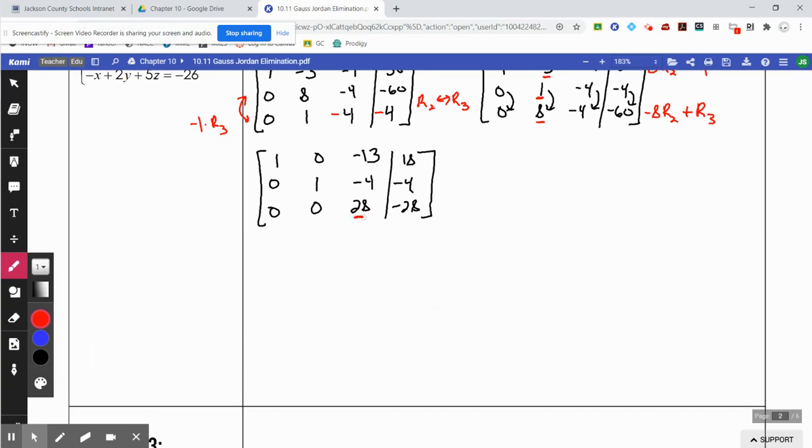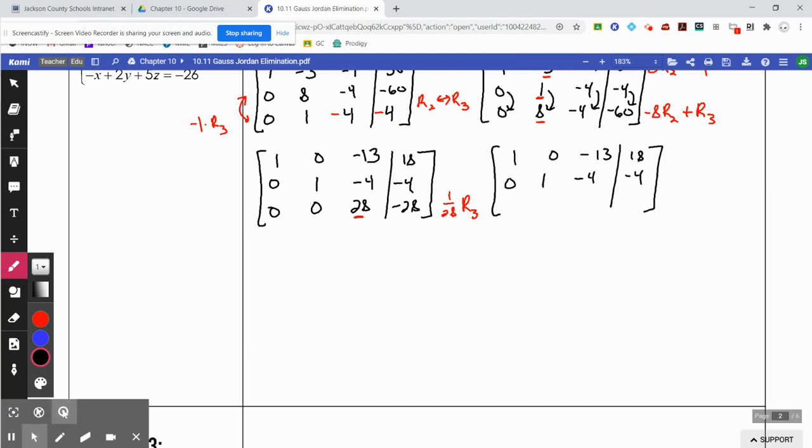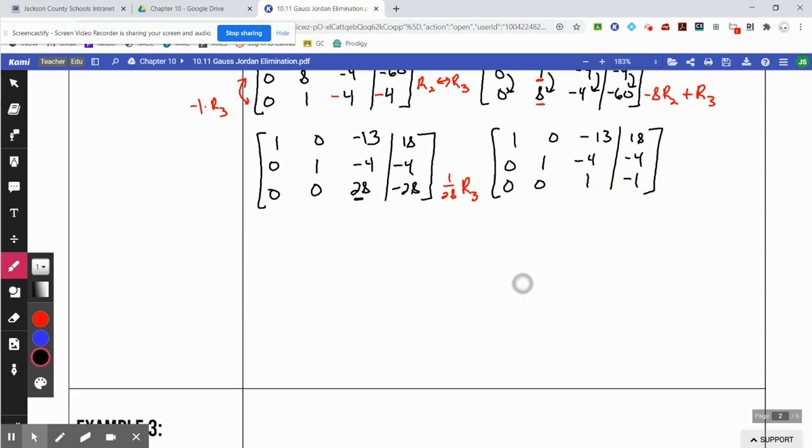Let's go ahead and now make this a 1 by doing 1/28 row 3. So that will not change anything except for row 3, so rows 1 and 2 stay the same. And now my row 3 is turned into a 0, a 0. When you multiply this by 1/28, you get a 1 and a negative 1. So now we're going to use that 1 to make everything above it a 0.